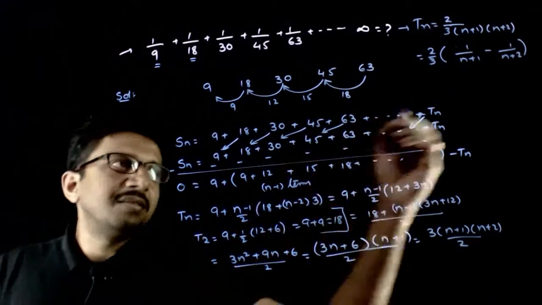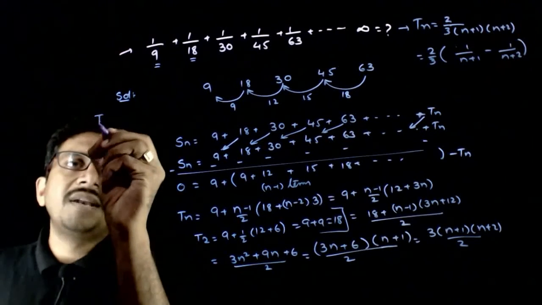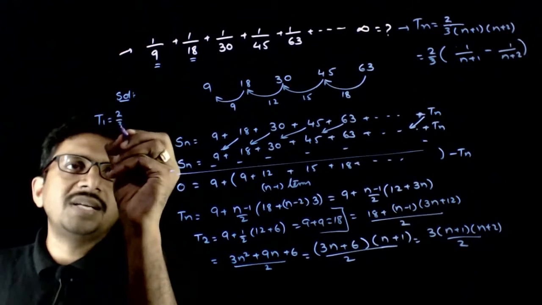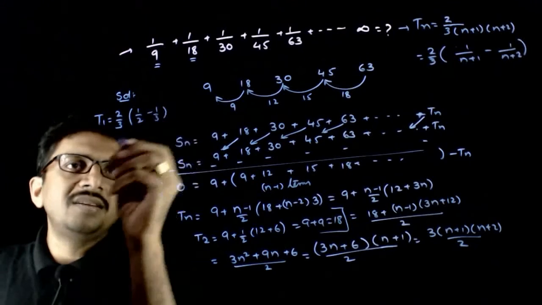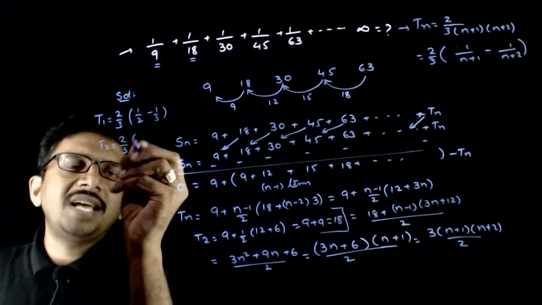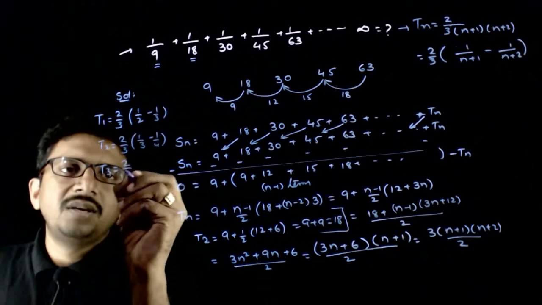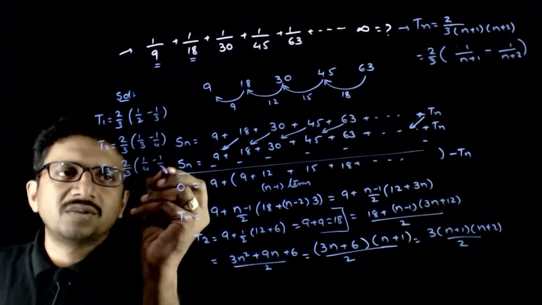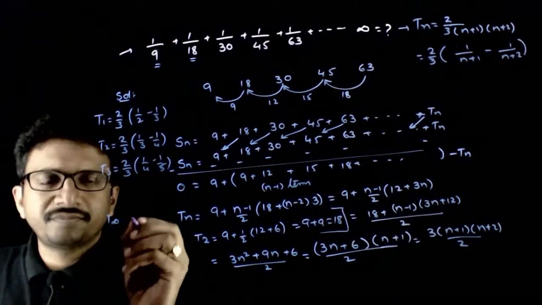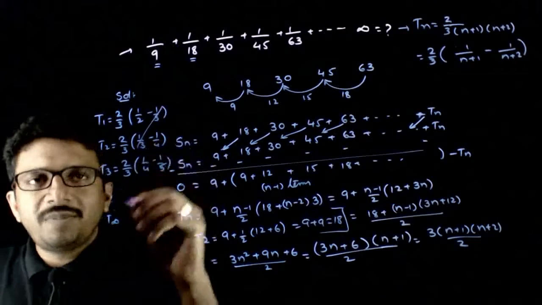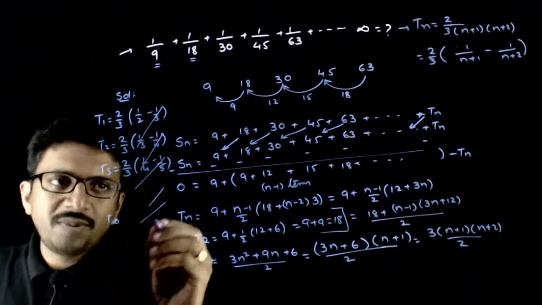So now what is Sn? Sn is nothing but the sum of all the terms. T1 is 2 by 3, which is common in everything, times 1 by 2 minus 1 by 3. Next T2 will become 2 by 3 times 1 by 3 minus 1 by 4. T3 will become 2 by 3 of 1 by 4 minus 1 by 5, and so on up to T infinity. If you see, minus 1 by 3 plus 1 by 3, minus 1 by 4 plus 1 by 4, minus 1 by 5 plus 1 by 5, and so on, all the terms will be cancelled.